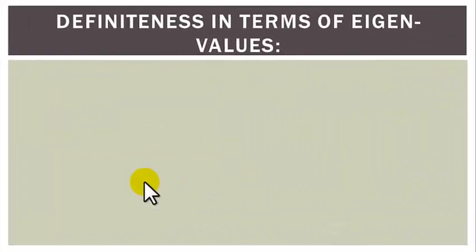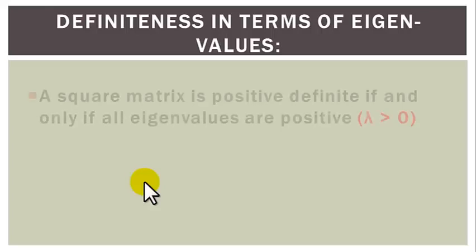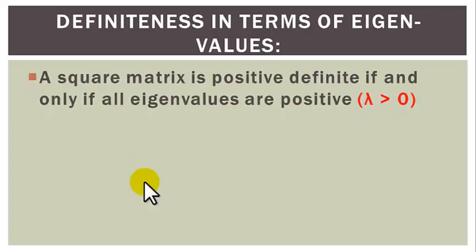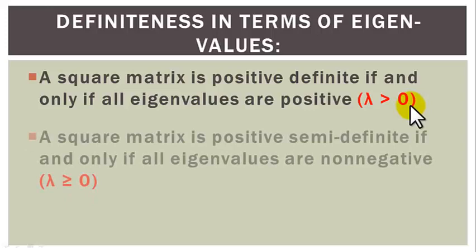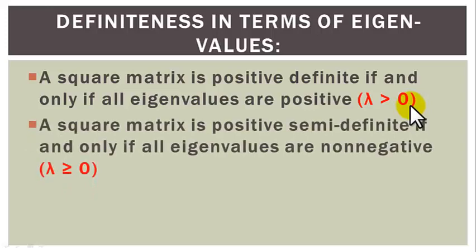Definiteness in terms of eigenvalues. A square matrix is positive definite if and only if all the eigenvalues are positive. That is, if all the lambdas are greater than 0. And a square matrix is positive semi-definite if and only if all eigenvalues are non-negative. That is, lambda is greater than or equal to 0.